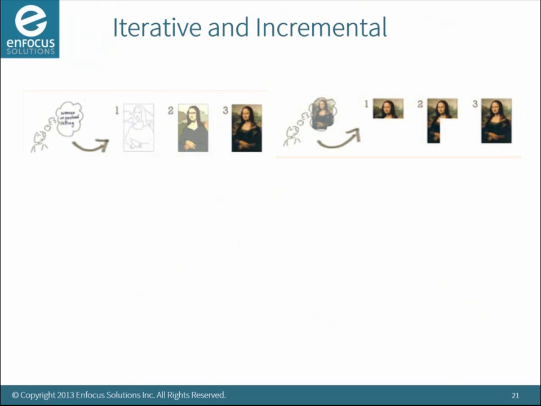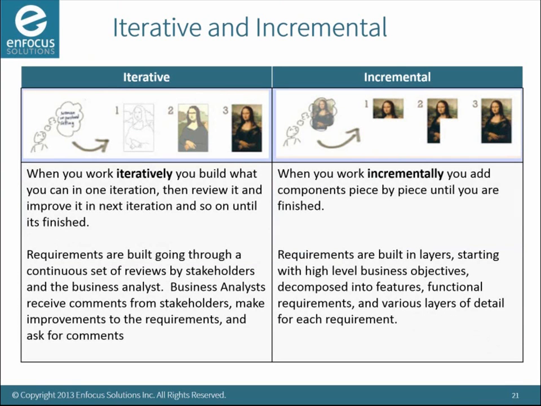When you think about a painting, you would never fully render the Mona Lisa just out of the box. But that seems to be the way we think requirements are going to be done. Magically, requirements are going to show up and get approved. That's not going to happen. It works incrementally and iteratively, and that's tooling-centric as a concept. Iteratively means you build what you can in one iteration, then review it and improve it in the next iteration, and so on. So you have a piece of functionality that you understand, a feature that you understand and it's fully fleshed out.